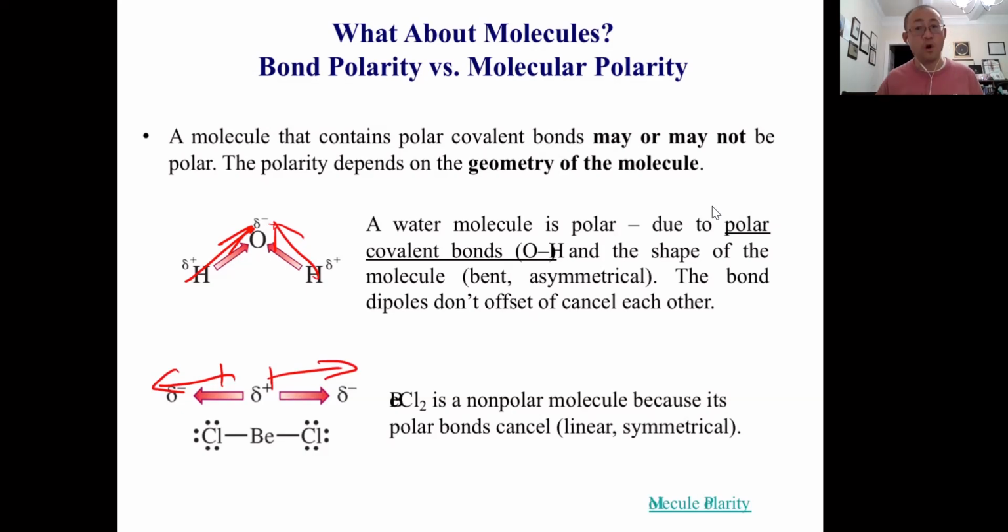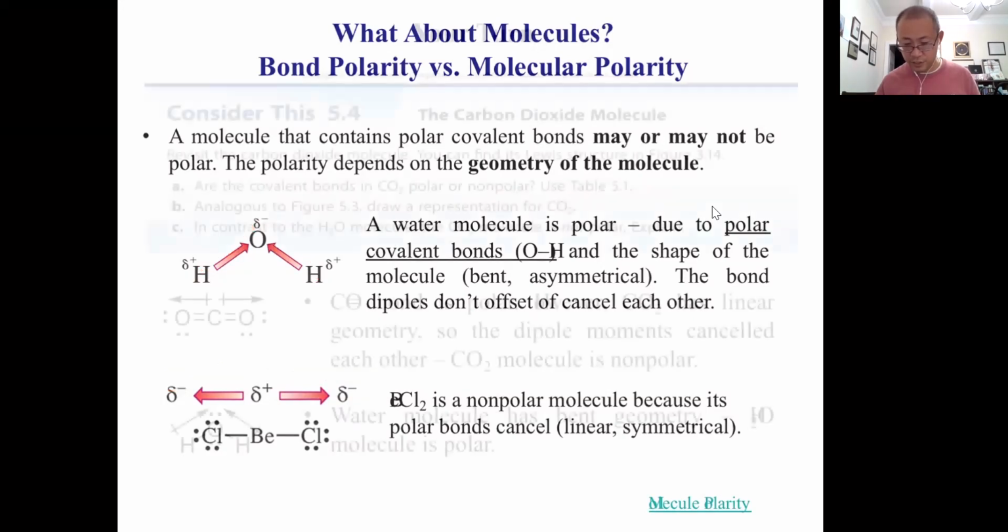The geometry. Water has a bent geometry, so the dipole moments don't cancel each other. Beryllium chloride has a linear geometry, so these two dipoles cancel each other.